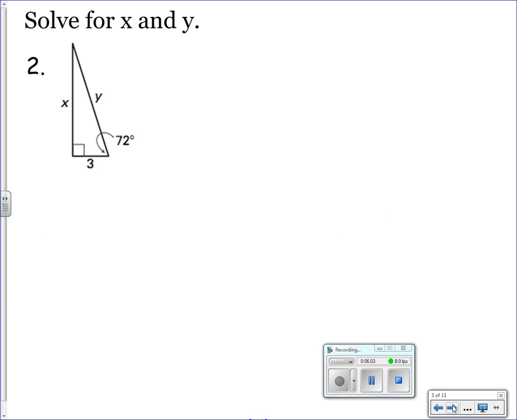Our next example. We're given 72 degrees, and we're given the side adjacent. We need to find the hypotenuse, and we need to find the opposite side. So let's solve for x first. In terms of the angle that we're given, we have the adjacent, and if we're looking for x, that's the opposite. So the tangent of 72 is the opposite over the adjacent. That's our opposite over adjacent, the TOA part.